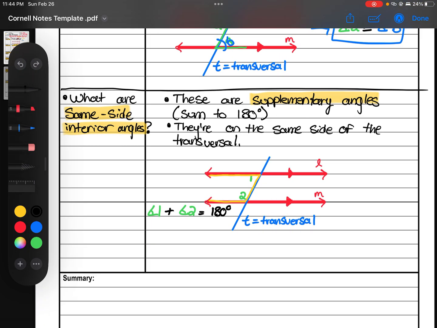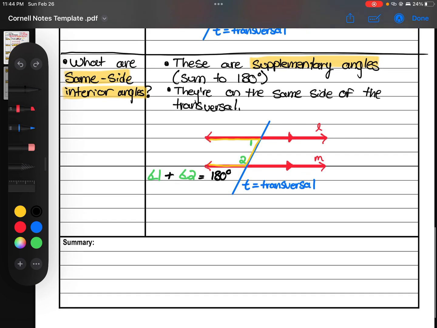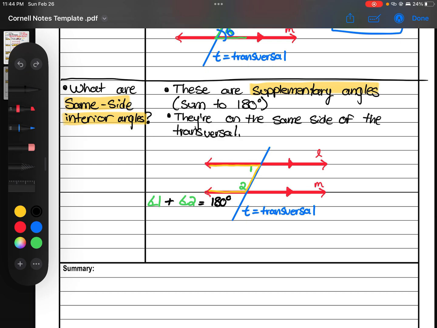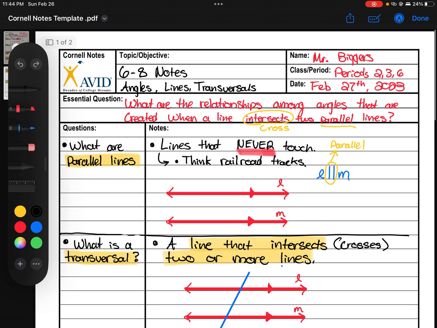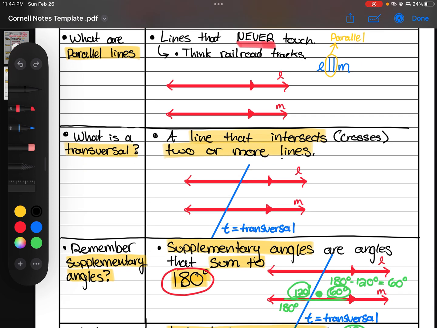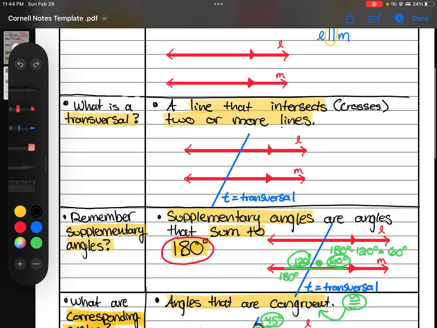I just really want you to make sure you have these terms written down because they are important. They are going to continue to come up. I am going to go ahead and do a recap for you really quick just to make sure that we have everything here. So parallel lines are lines that never touch. Think railroad tracks for those. A transversal is a line that intersects, or crosses, another word for intersect, two or more lines. So you can see our blue line T is our transversal.